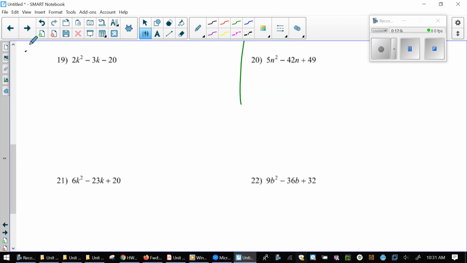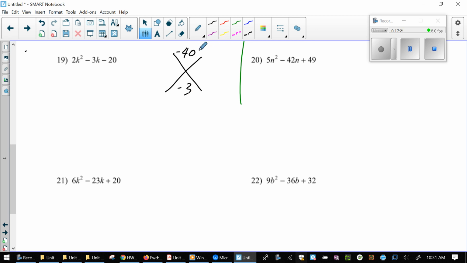Alright, this is a little smaller numbers, so this shouldn't be too bad for us, right? Let's go ahead, set up that big X. And since you guys got the hang of it now, remember it's 2 times negative 20 to go on the top here, is negative 40. Negative 3 goes on the bottom.